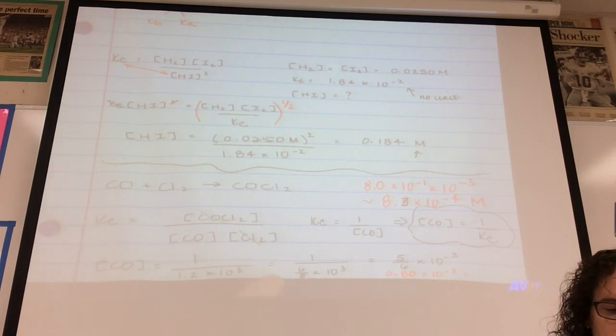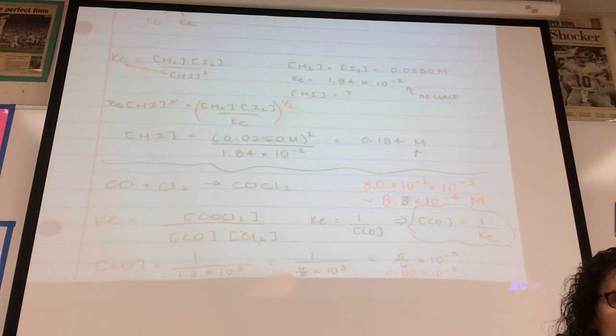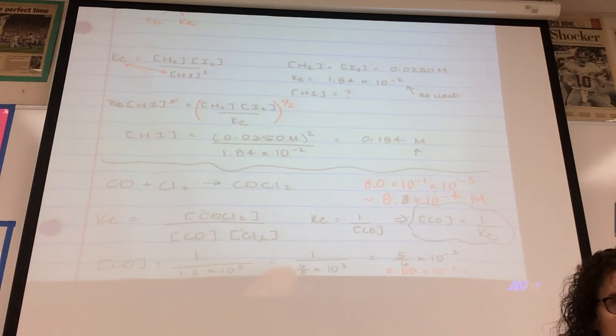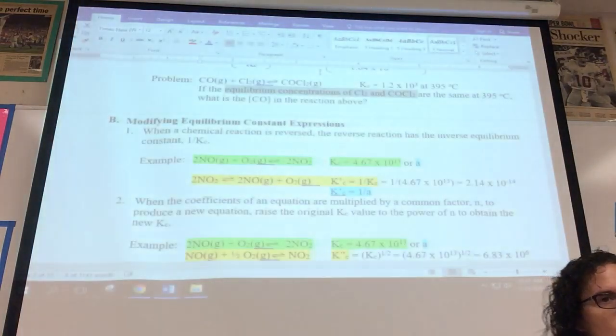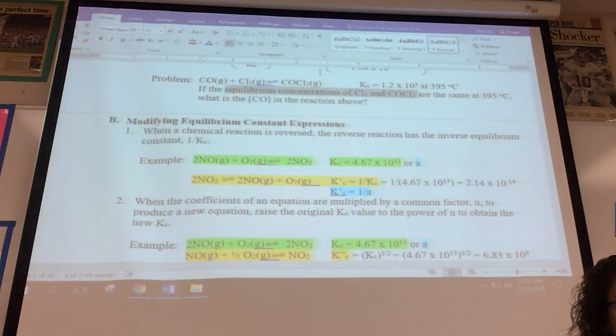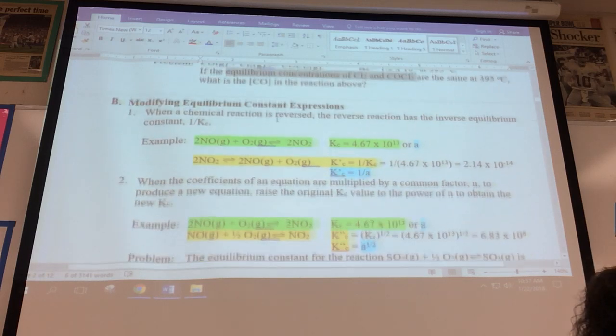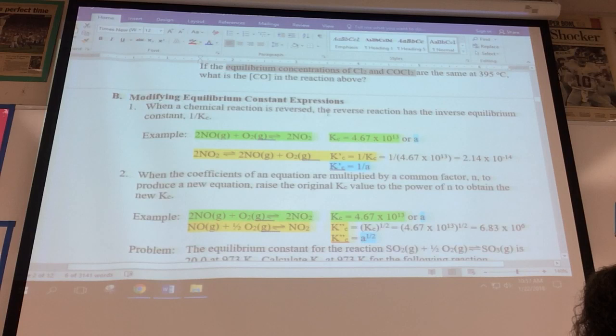Couple more things I want to show you. Can't emphasize enough the importance of being able to write KEQ expressions, solving them, and you need practice. The other thing I want to show you is how to modify an equilibrium constant expression. This is going to look a lot like Hess's law, but it's processed differently. Be careful. When a chemical reaction is reversed, the reverse reaction has the inverse KEQ. So you take the reciprocal.